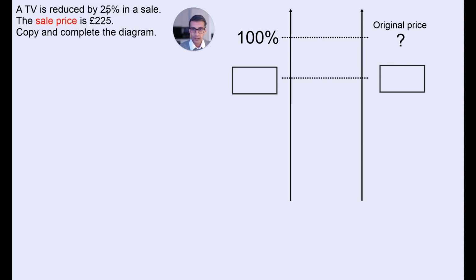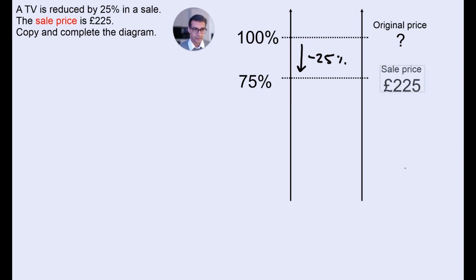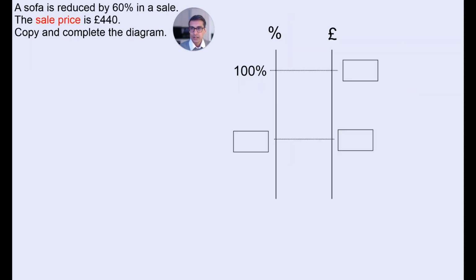So hopefully you figured out that a 25% discount means taking away 25%. We are going to be ending up with 75%, and that 75% is 225. And from there, we can work out other percentages and go back up to 100. Have a go with filling in the blanks for this. You shouldn't need to calculate anything, you're just filling in the numbers.